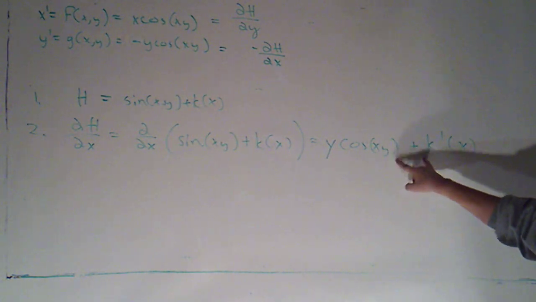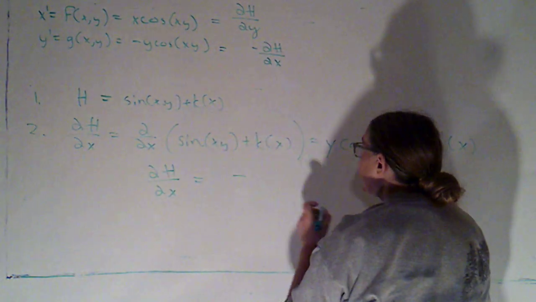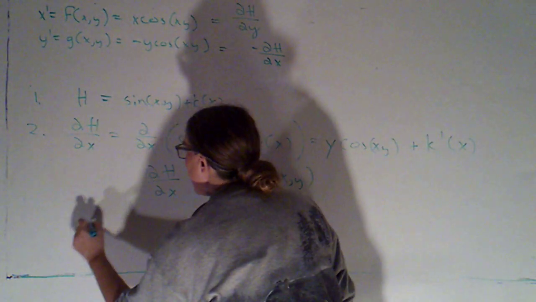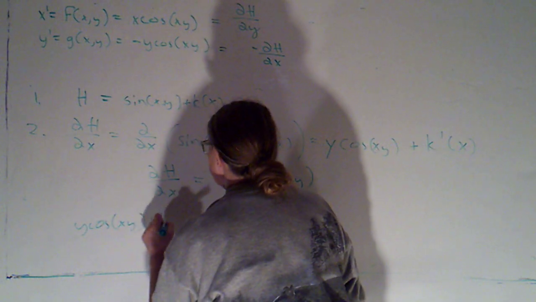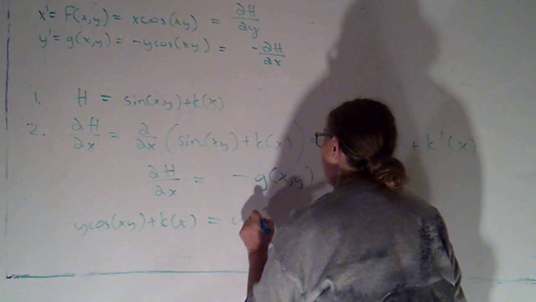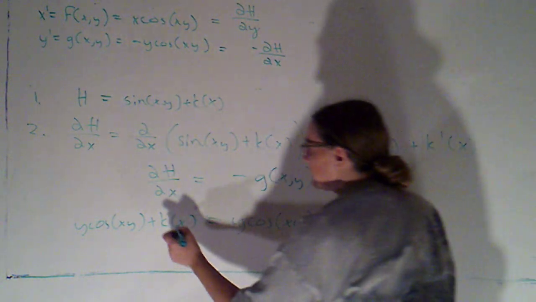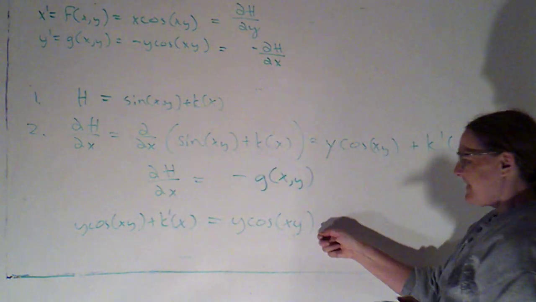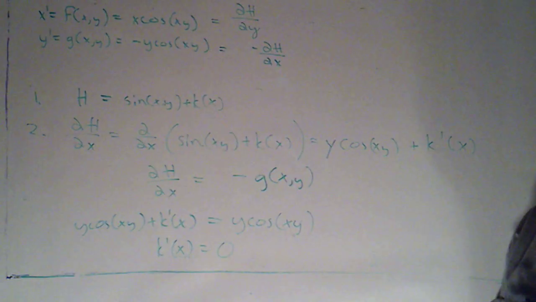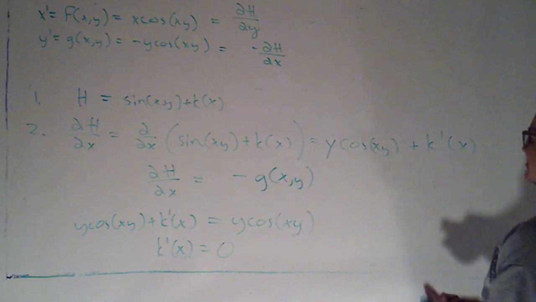Okay, I'm going to now say, I know that the partial of h with respect to x was the opposite of g of xy. So, y cosine of xy plus k prime of x is equal to the opposite of this, which would just be y cosine of xy. That's awesome. That tells me that k prime of x is equal to 0. Now, that pretty much tells me when I integrate, I'm just going to get an honest-to-goodness constant.